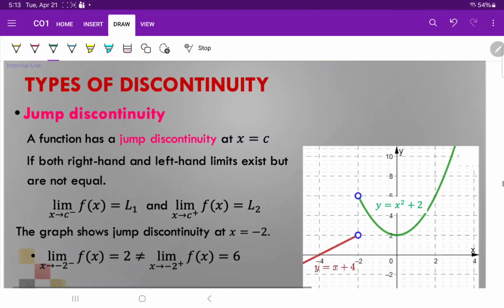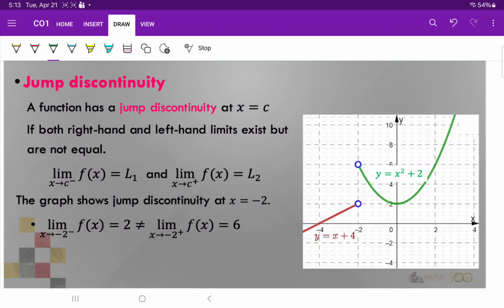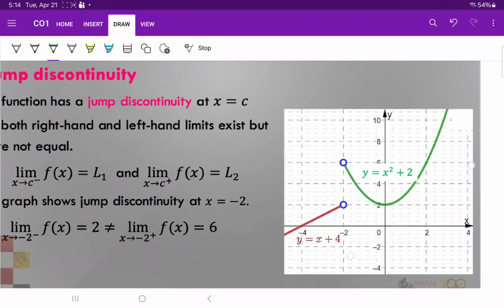We go to the next type, and the next type is jump discontinuity. We say that a function has a jump discontinuity at x equals c if both the right and left limits exist but are not equal. So we call it a jump discontinuity. Look at this graph here.